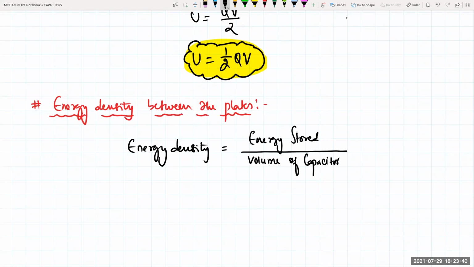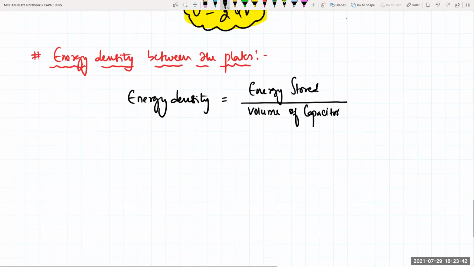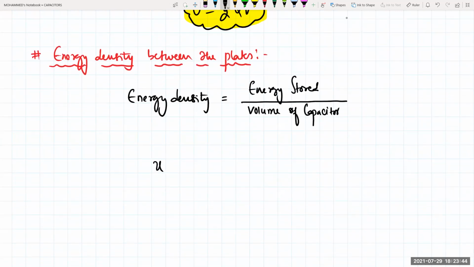Whenever energy density comes, just remember it directly. Energy density is represented by the letter U. That is equal to energy stored, which is how much? Half into C into V square divided by volume. Volume will be equal to area into distance. So that is equal to half into C, and C is equal to epsilon naught into A divided by D, into V square divided by A into D.